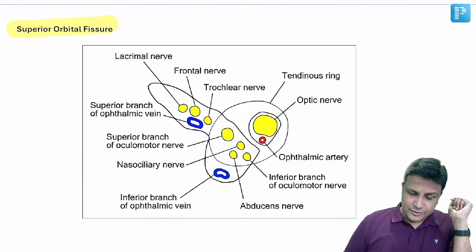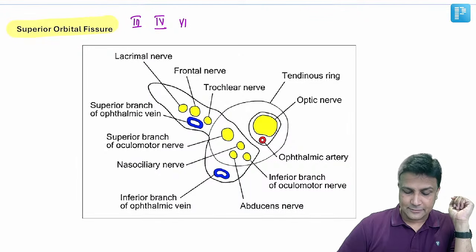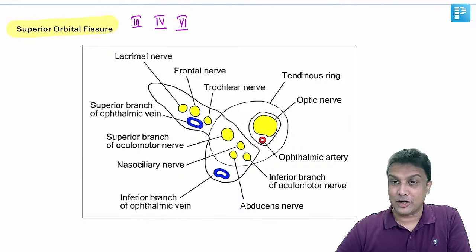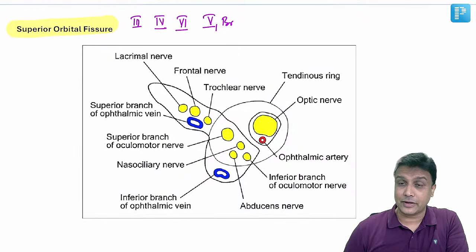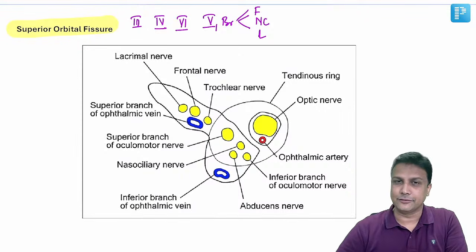Now, what are the structures which are going to pass from the superior orbital fissure? Cranial nerve number 3, cranial nerve number 4, and cranial nerve number 6, the abducens nerve, passing from here, and all three of them supply the extraocular muscles. Along with that, the branches of the ophthalmic nerve, V1, will be passing from here. There will be three of them: the frontal nerve, the nasociliary nerve, and the lacrimal nerve.